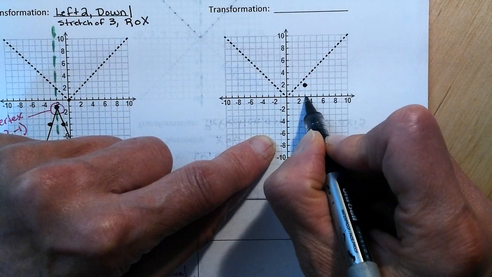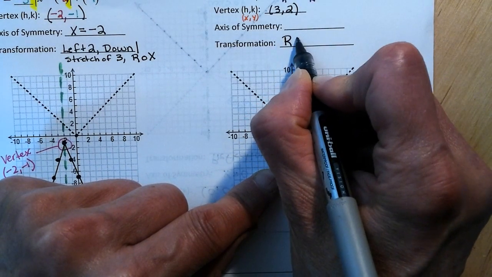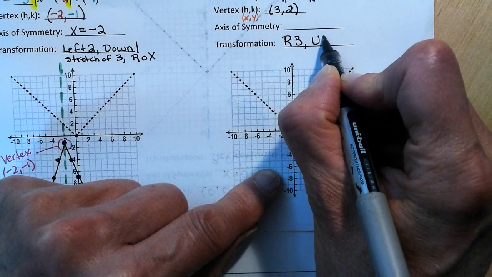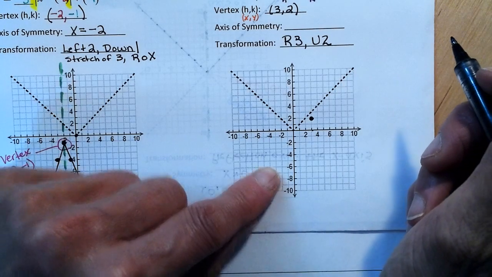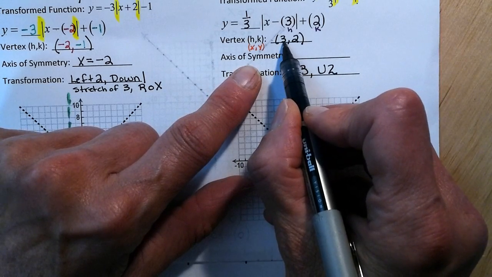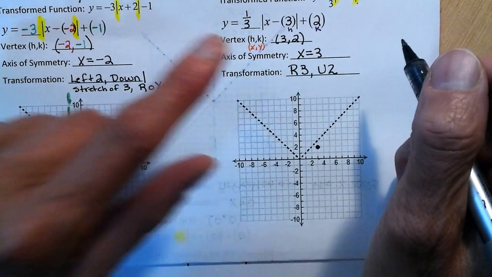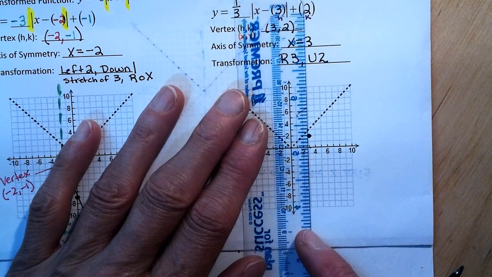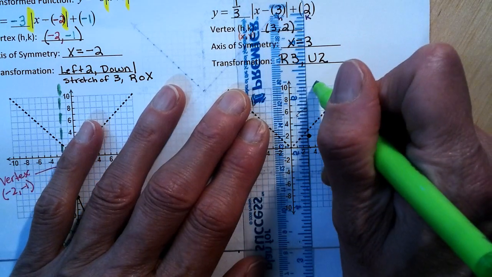So 3, 2. So we can see what happened here. It went right 3, up 2. So I'm going to write this as right 3, R stands for right, and up 2, and U stands for up. So I also know that I have an axis of symmetry that goes through the vertex at x equals 3. So at x equals 3, I have my axis of symmetry, and it's going to go right through that vertex.